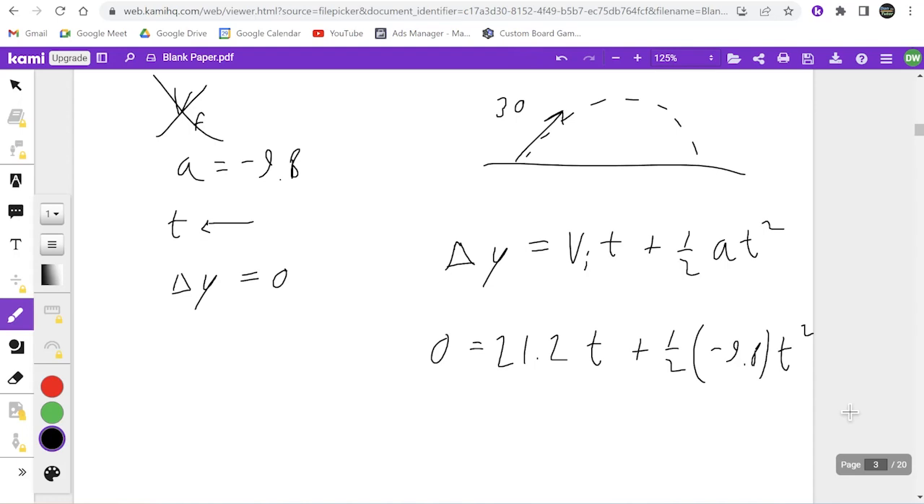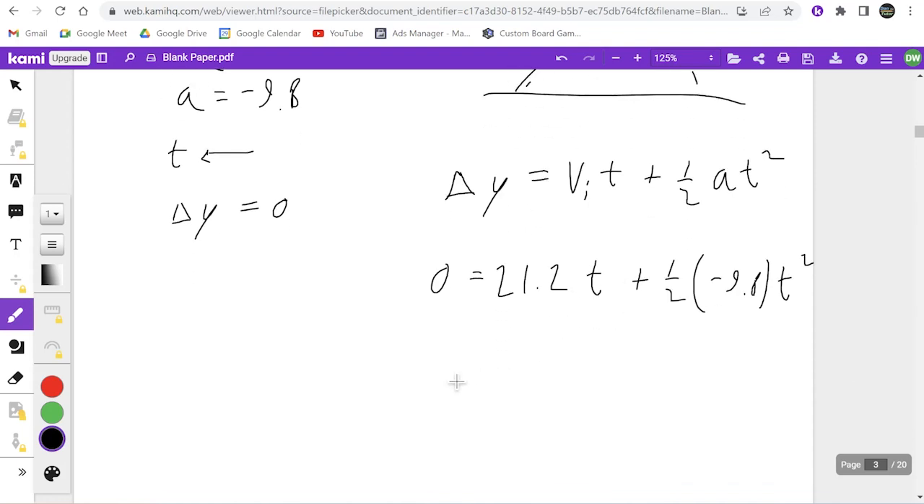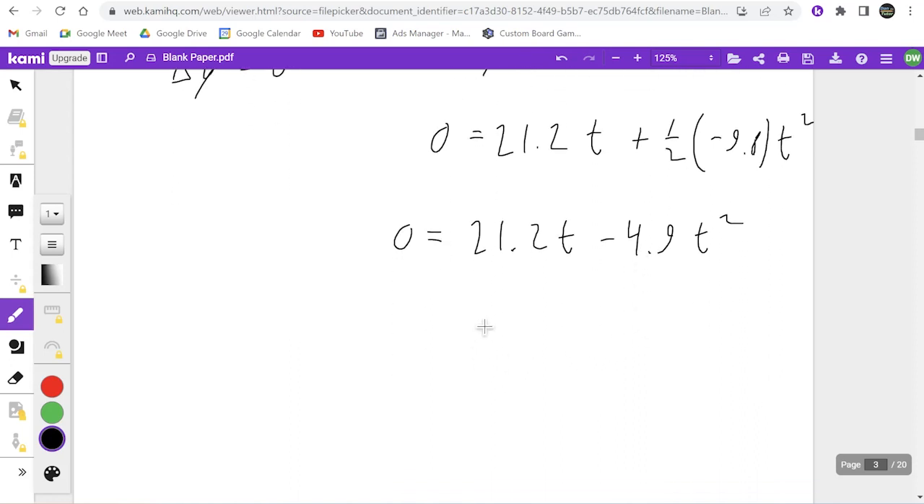So, anyways, the reason why I want to focus here is because this is where the problem gets really interesting. 0 equals 21.2t. 1/2 times negative 9.8 is minus 4.9t squared. Now I'm going to ask you guys, how do I solve for t? Because this is t squared, which means you can either factor it or you can use the quadratic formula. The answer is you can factor it if you factor out a t.